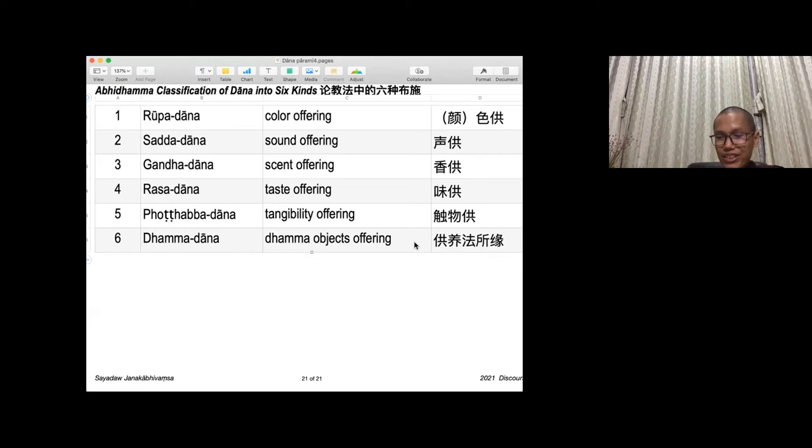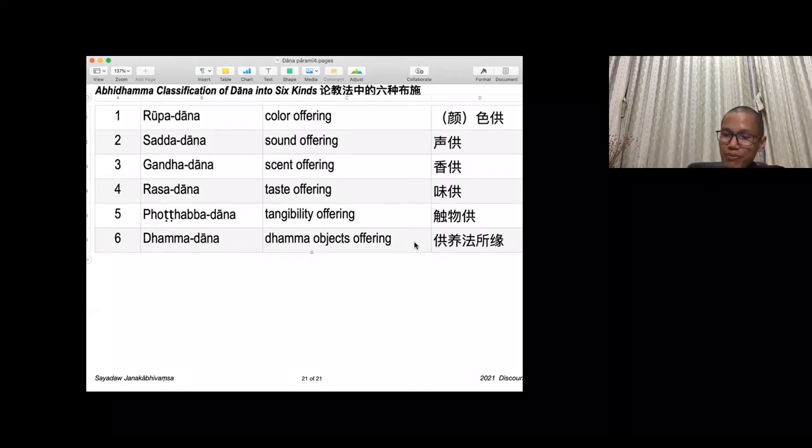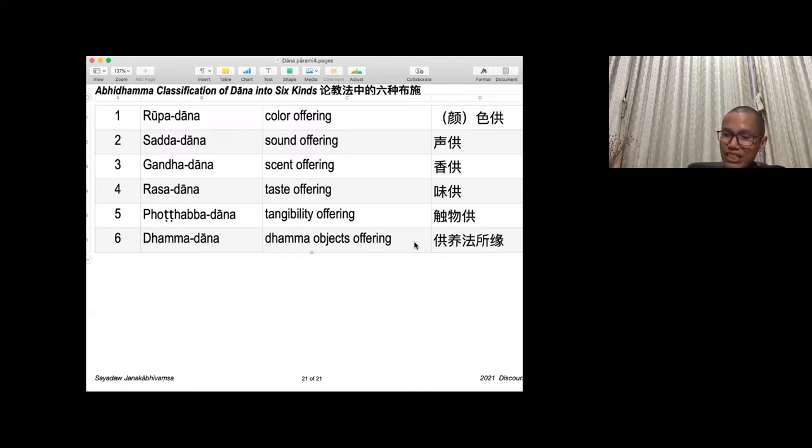The next one is if you break or destroy traps, to catch fish, some weapons. If you break those, if you destroy those weapons which can harm other beings, it is also donating life.